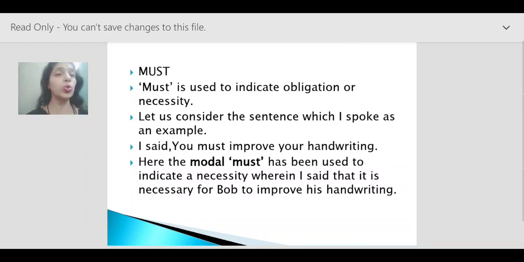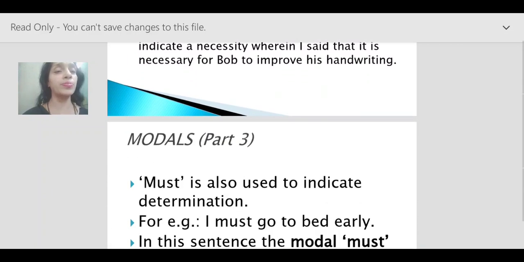Must is used to indicate obligation or necessity. Let us consider the sentence which I spoke as an example. I said, "You must improve your handwriting." Here, the modal must has been used to indicate a necessity wherein I said that it's necessary for Bob to improve his handwriting.